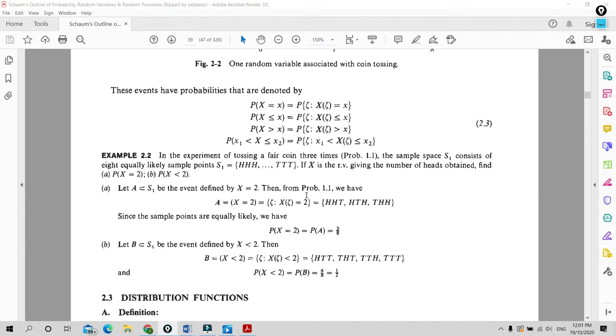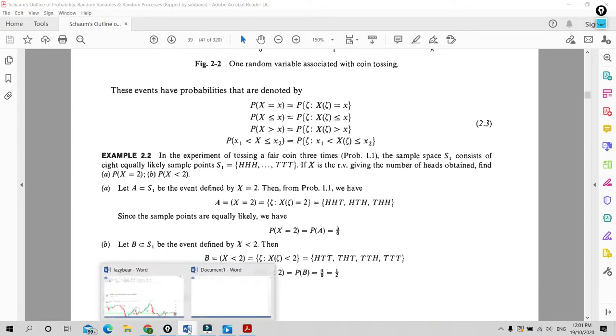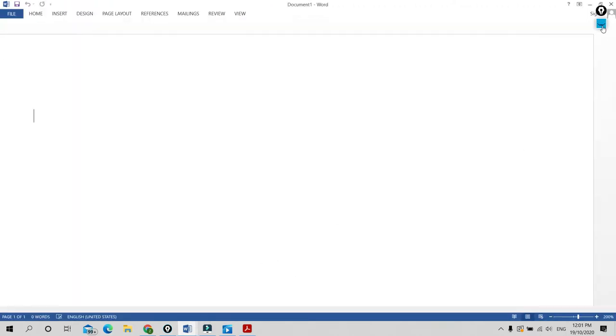Now, let's say I have another experiment. Let's say I have an experiment of tossing a coin twice. Okay. Now we are tossing a coin experiment here. The experiment here is tossing a coin.